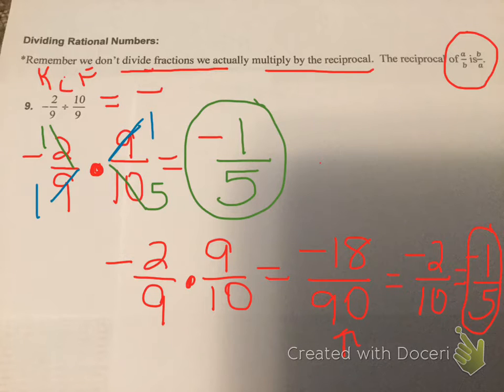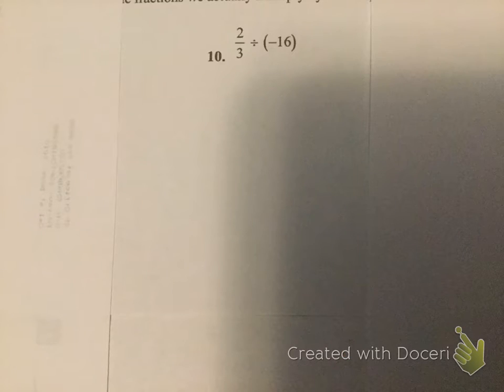Okay, let's look at number 2. Okay, now for this problem, it is 2/3 divided by negative 16, and really any number can be written over 1. Okay, now I like to write it over 1, whether you do it right on the problem like this, or you rewrite it, because you need to know what the reciprocal of negative 16 over 1 is.